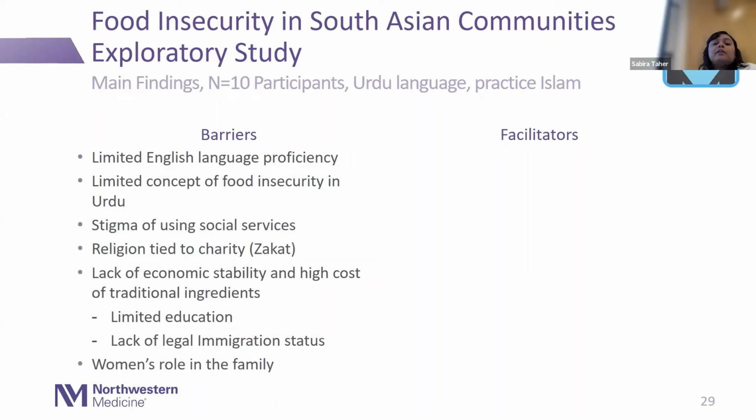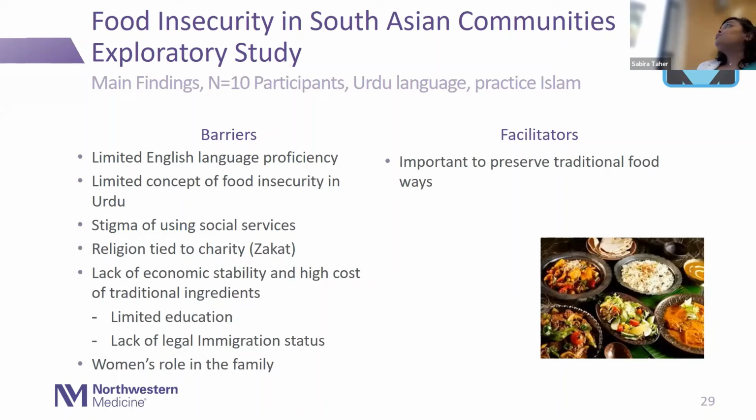We also learned that a lack of economic stability resulted in the high cost of traditional ingredients that they like to purchase. And this was a result of limited education and lack of legal immigration status that did not allow them to further their economic opportunities and to get higher skilled and higher paying jobs. And we also learned from participants that women typically were more vulnerable to food insecurity in the household. This is actually something that aligns with the literature. Women tend to put their nutritional needs aside for the rest of their family so that the family can eat. They'll skip meals. They will reduce the amount of food that they eat. And this was the same case for this population.